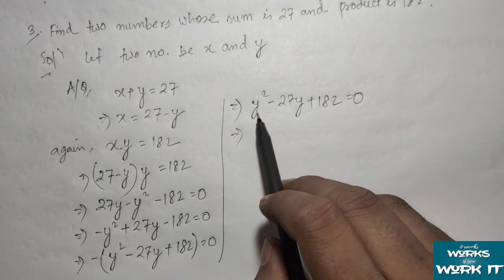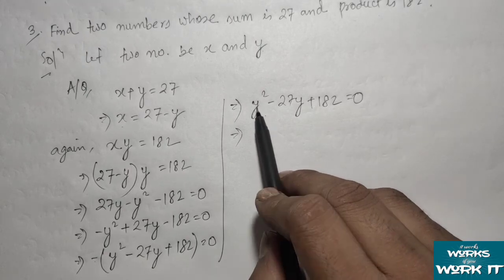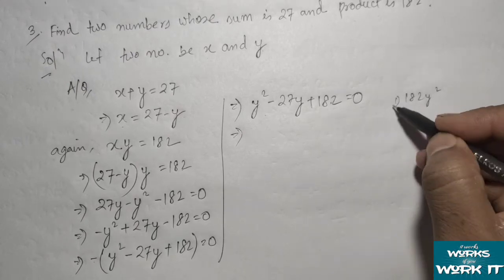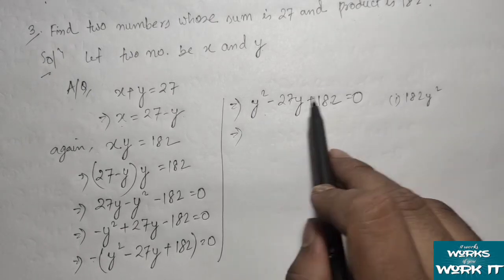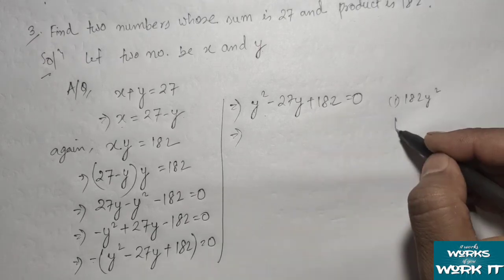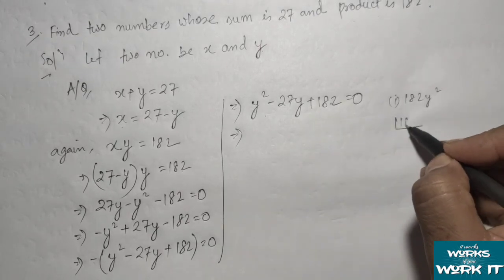So here what we can do in the first step, y square into 182, it will give us 182 y square. Okay, this is our first step, to multiply the first term and the last term. So after multiplying this one, we will find out the prime factorization of 182.